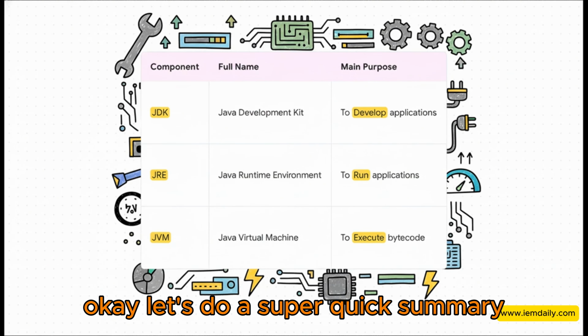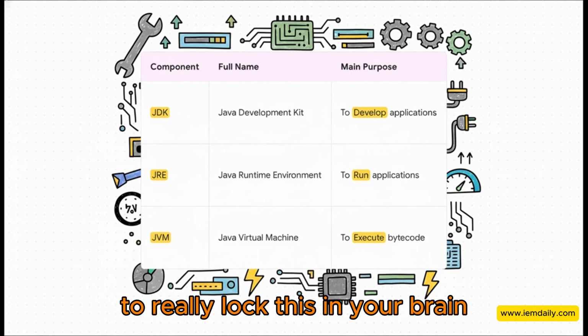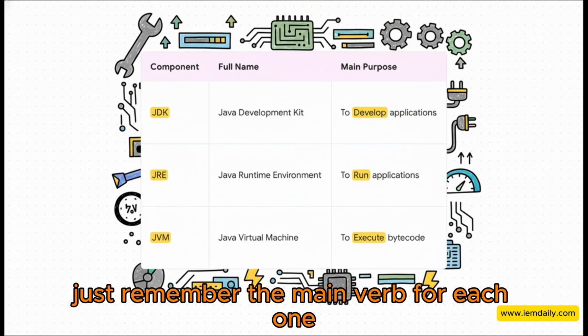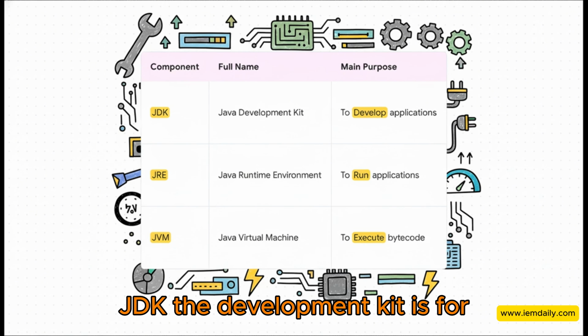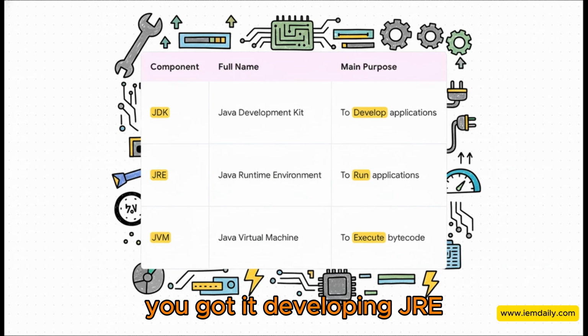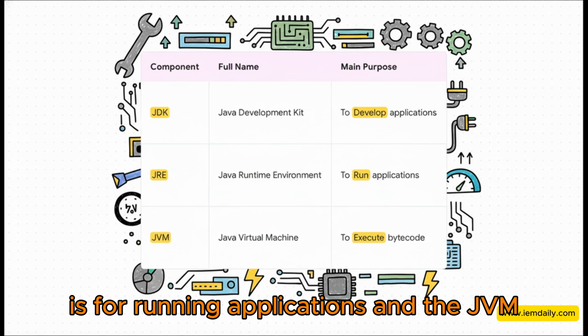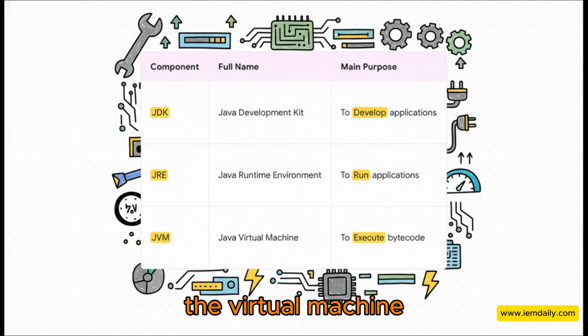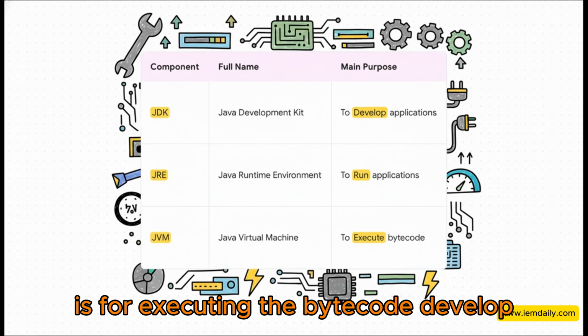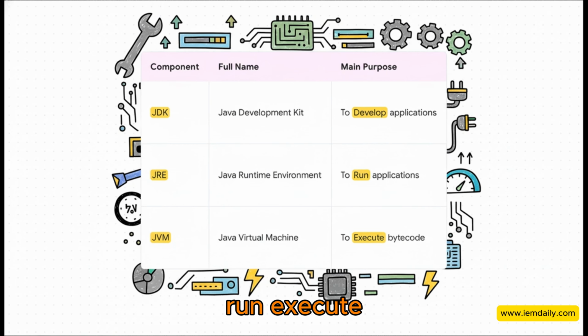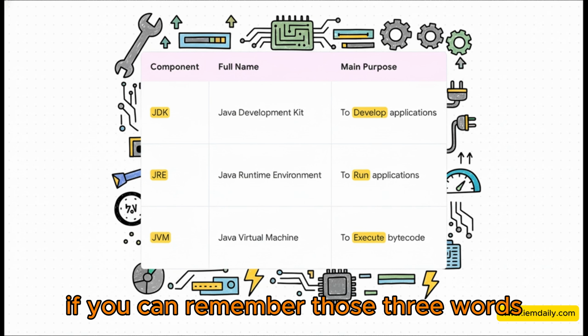Okay, let's do a super quick summary to really lock this in your brain. Just remember the main verb for each one. JDK, the development kit, is for, you got it, developing. JRE, the runtime environment, is for running applications. And the JVM, the virtual machine, is for executing the bytecode. Develop, run, execute. If you can remember those 3 words, you've got it.